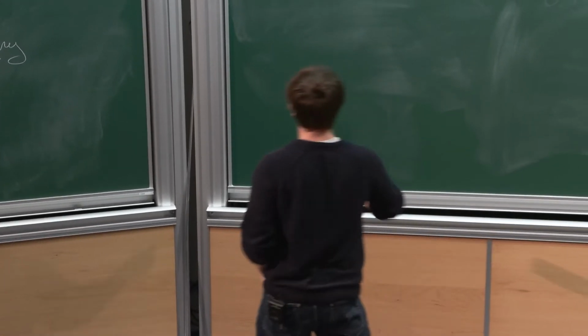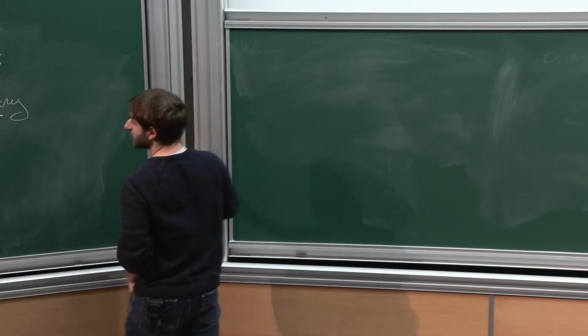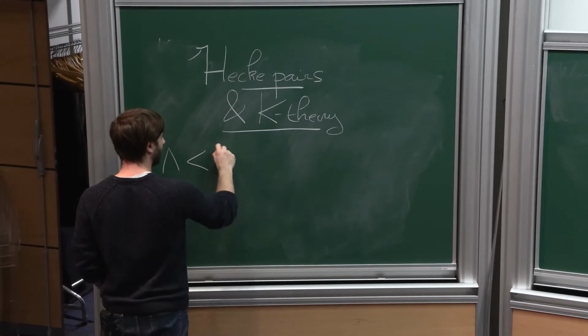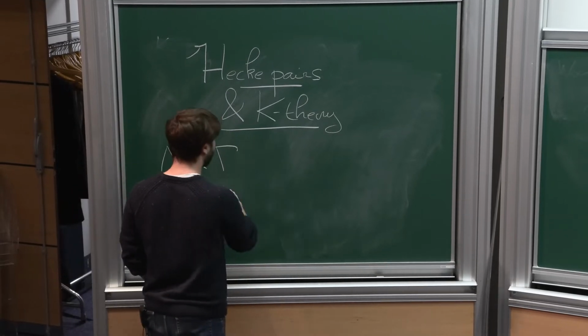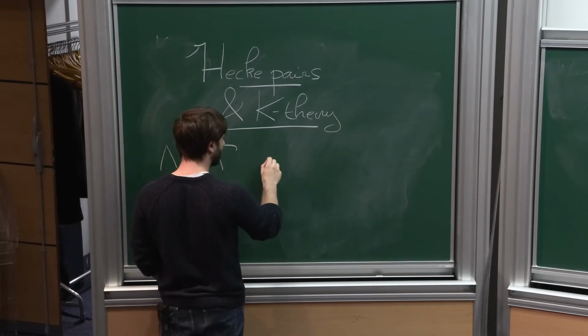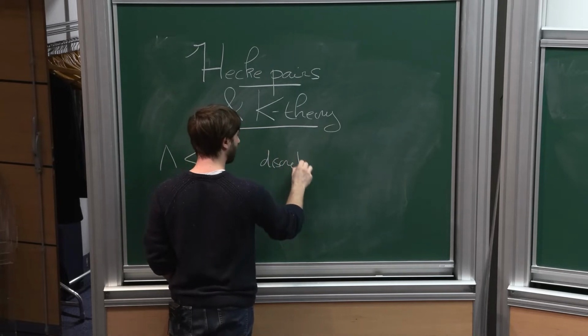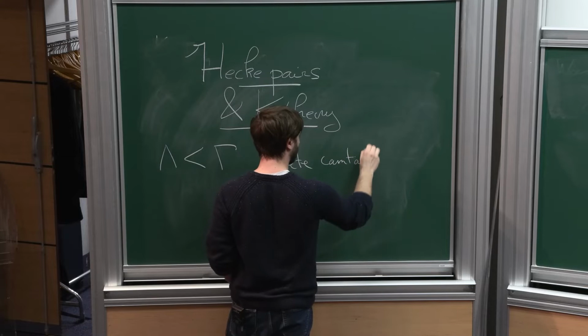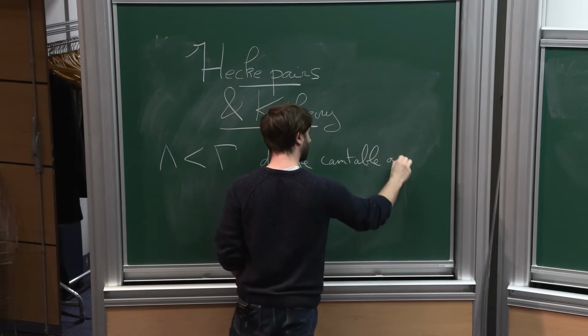So the main motivation is it's a stability result for the Baum-Connes conjecture. So let me first establish notations. In all my talk, I will talk about an inclusion of subgroups, lambda inside gamma, and these will be discrete and countable groups. Countable.